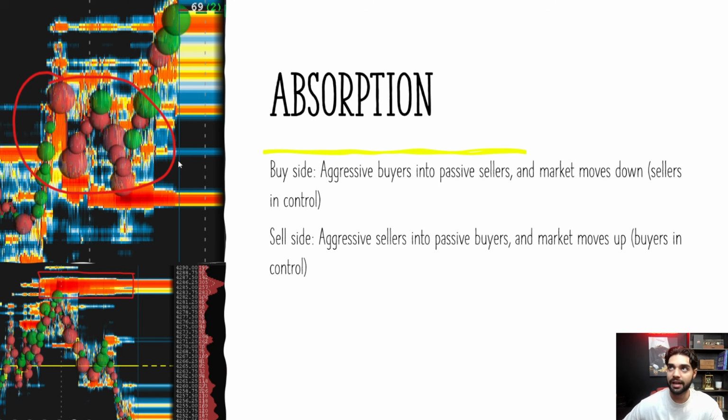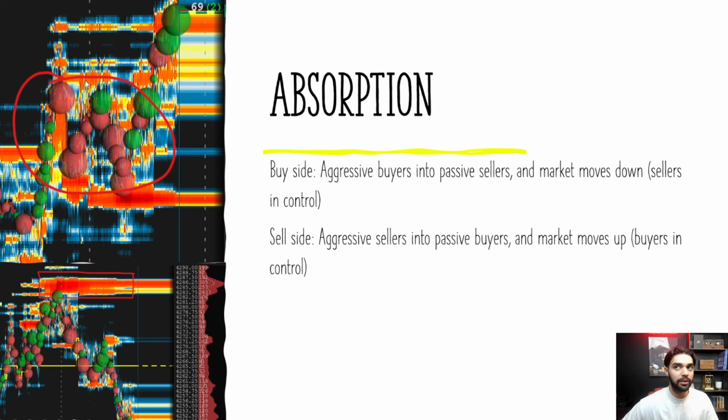So absorption is going to look like this, right? Two examples here. Buy side, where you see aggressive buyers into passive sellers and the market moves down. Sellers are in control. Then we have sell side absorption, where you see aggressive sellers into passive buyers and the market moves up. Buyers are in control. So what you can tell by looking at a bunch of aggressive sellers here is that there are a bunch more passive buyers, because the market moved up, right?